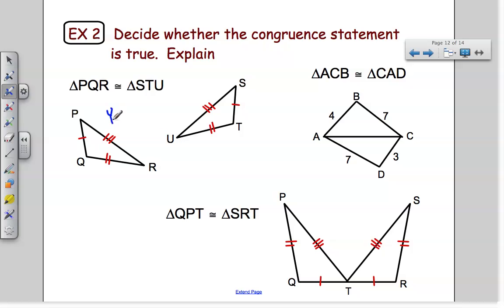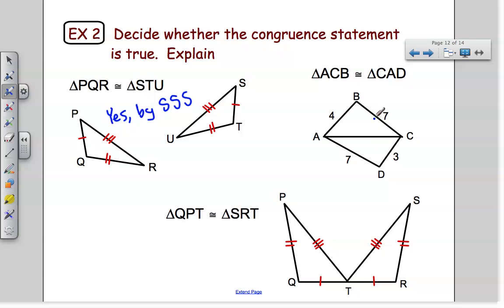Okay. So yes, these triangles are congruent by the side, side, side congruence postulate. 3 sides congruent in both triangles. Triangles are congruent themselves. All right, what about here? Is triangle ACB congruent to triangle CAD?